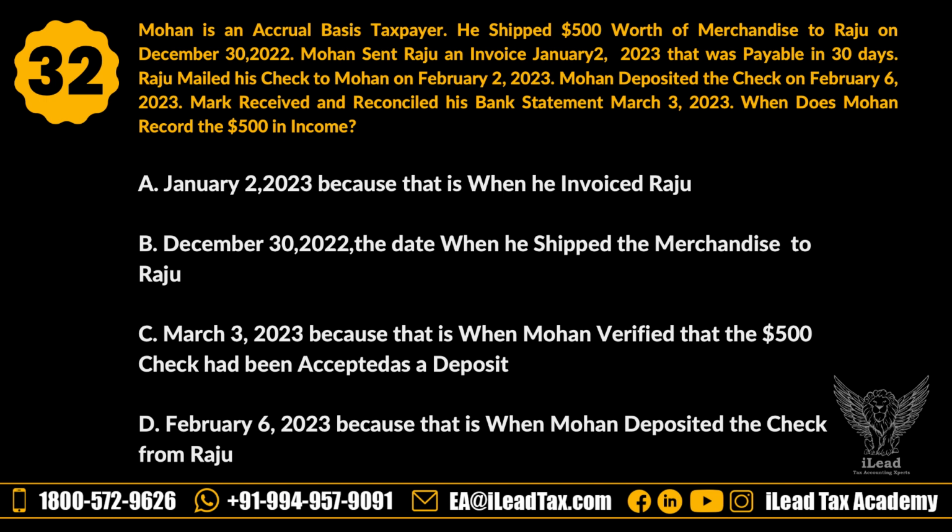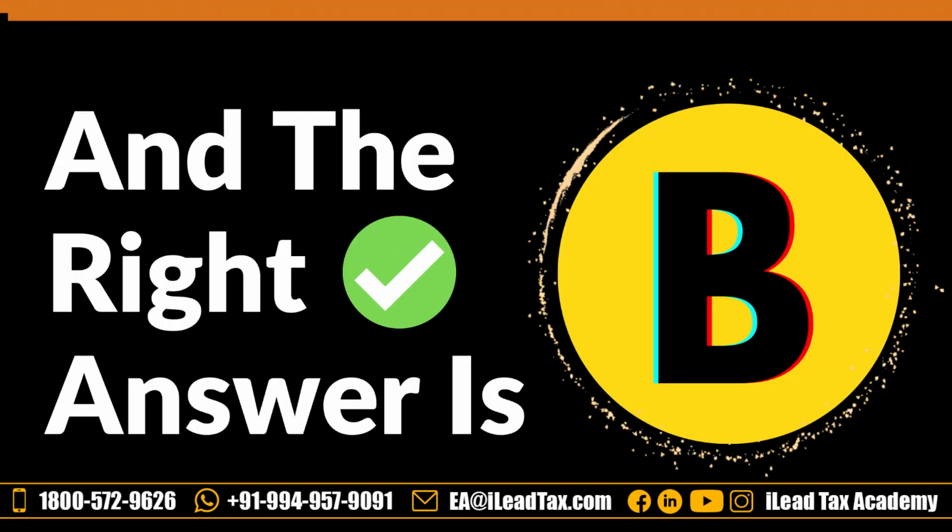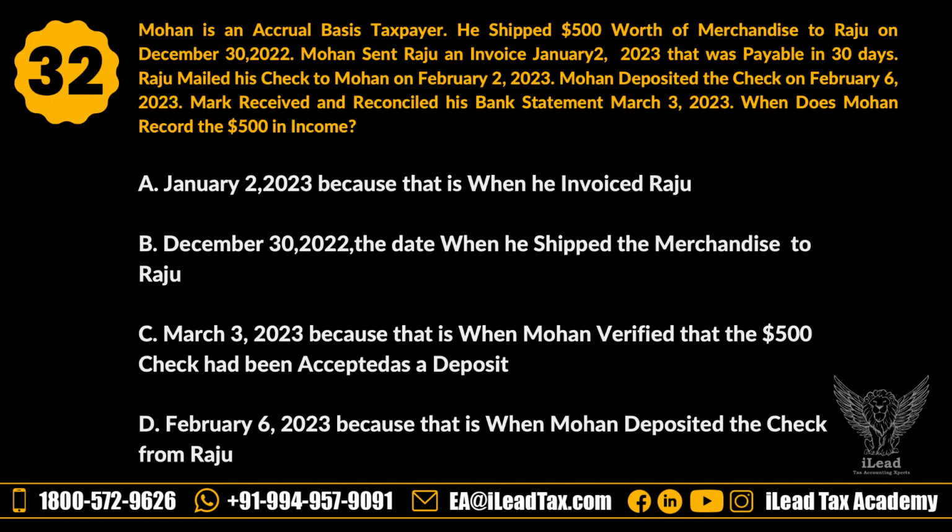Let's see the answer. The answer is B. Let's see why the other three options are wrong. So option A, in accrual accounting, revenue is recognized when it is earned, which generally occurs when goods are shipped or services are provided, not when an invoice is sent. So option A is wrong.